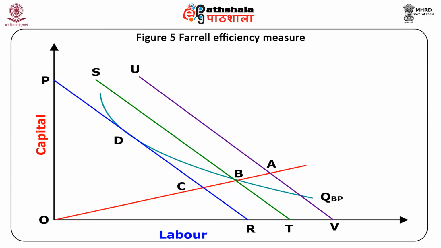A straight line joining the origin O with A determines the capital labor ratio prevailing at A. OA cuts the best practice isoquant at point B so that both firm A and B have the same labor capital ratio. However, firm A is more capital intensive and firm B is more labor intensive. Thus, firm B is technically more efficient than firm A.